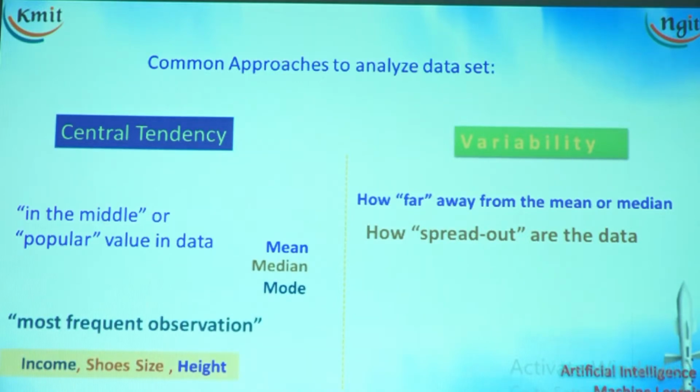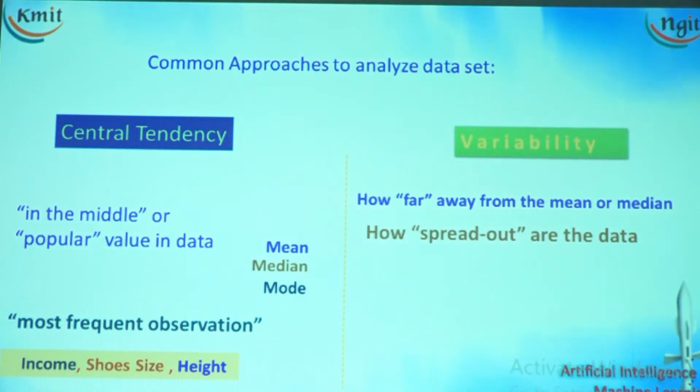You will have mean, median and mode. Because I am talking about the middle part or average part of your data, the central part of your data. The average part of data is mean, the central part of your data is median, and the common or popular part of your data is going to be your mode. So we sometimes also call it the most frequent observation. So central tendency is one of the approaches to analyze any data set given to you.